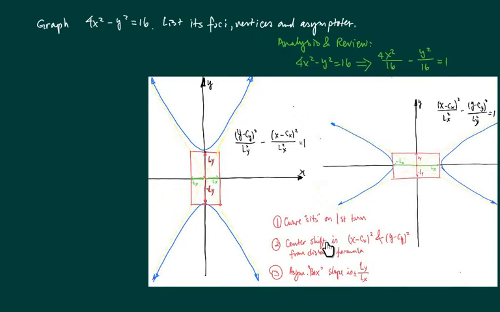Second thing is the center is shifted at x minus cx and y minus cy. This really is just coming from the distance formula. For our case, there's no shift, so our center is at 0, 0.